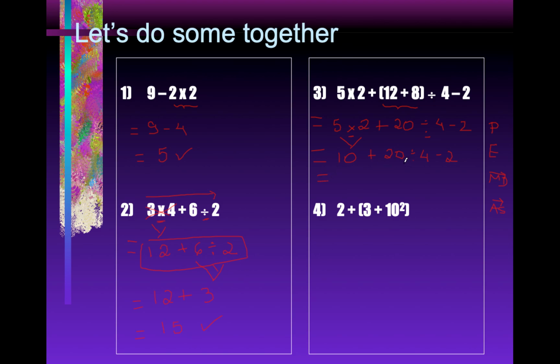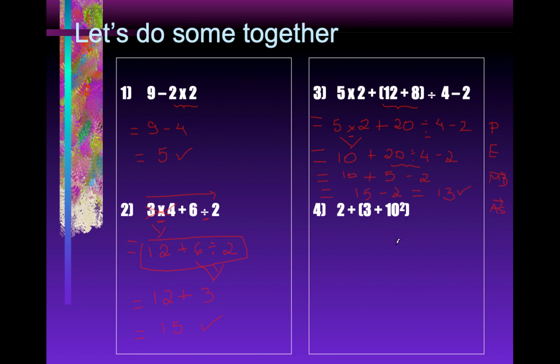Now I'm going to go for my division next. I'm not going to add. I'm going to do the division. 20 divided by 4, not the 10. It's the 20 that was already there, just waiting for its turn. Now that I did all of my multiplication and division, I'm going to move to addition and subtraction in order from left to right. So first, 10 plus 5, which is 15. Then I subtract the 2, and the correct answer here is 13.